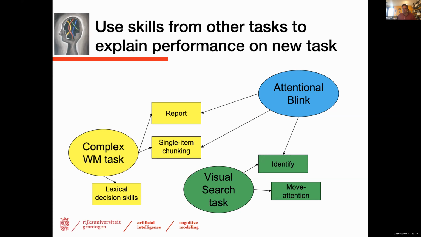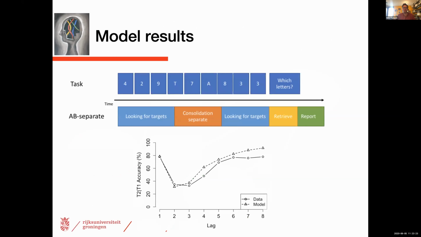It turns out this model is actually doing very well at fitting the data. Here you see on top what the model is doing. You see the task, there's this rapid stream with a number of digits, then 2 targets, T and A. The model is looking for targets. Then it identifies the target T. At that point, it starts to consolidate the T as a separate chunk. Then it misses the letter A, which comes later in the stream, because it only starts looking for targets again with the next distractor, 8. At the end of the stream, it will retrieve and report just the T.